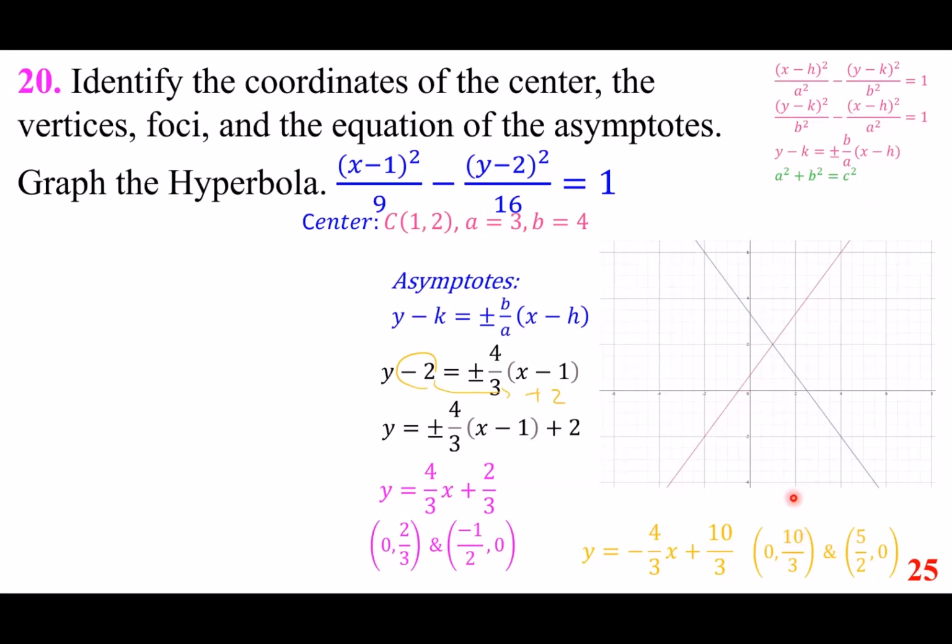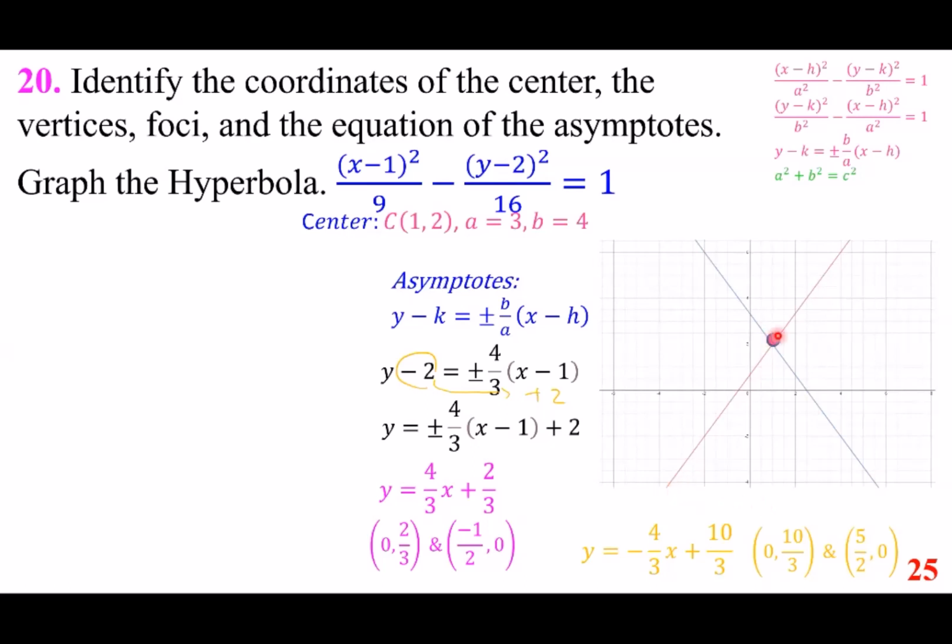10/3 is like 3 and 1/3. That's why you see it's between 3 and 4. 5/2, see, 5/2 is about 2.5. This is not to scale, but it's close enough. And so those are the two asymptotes.